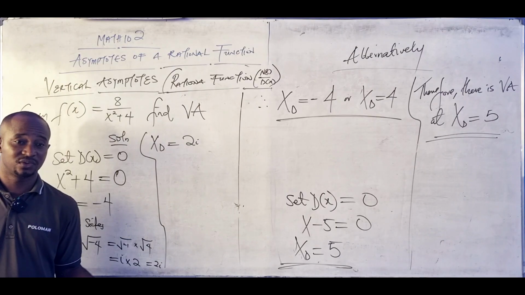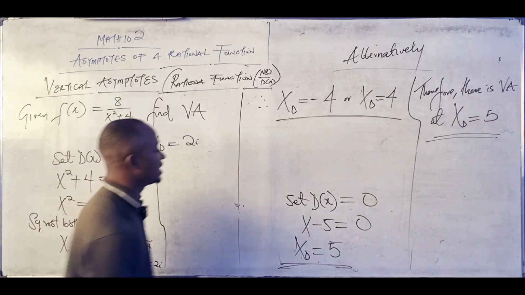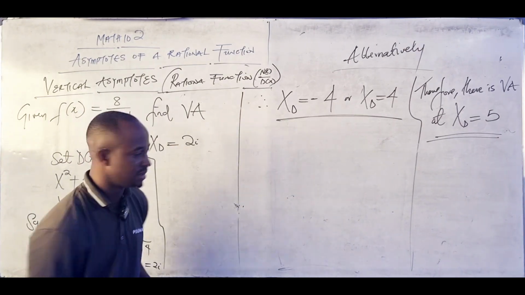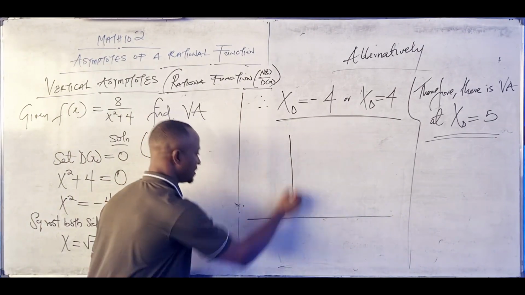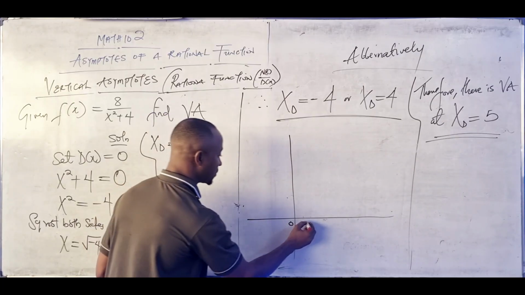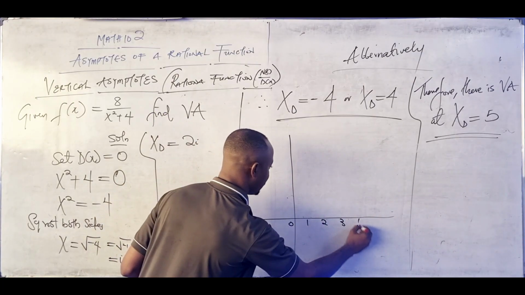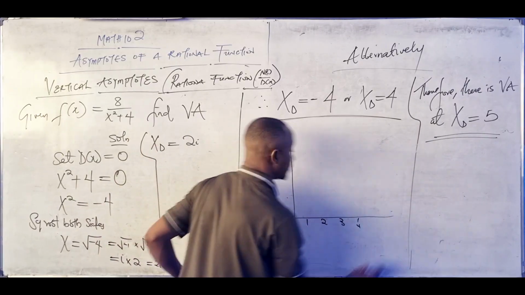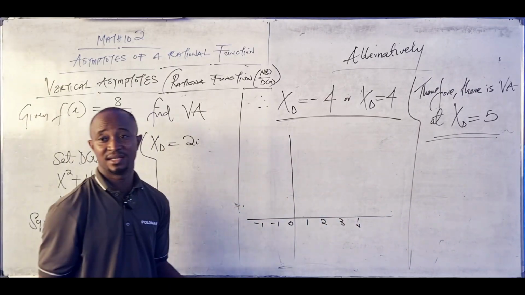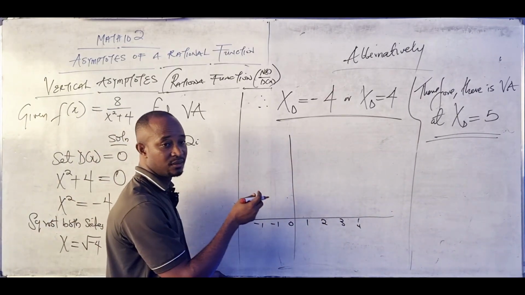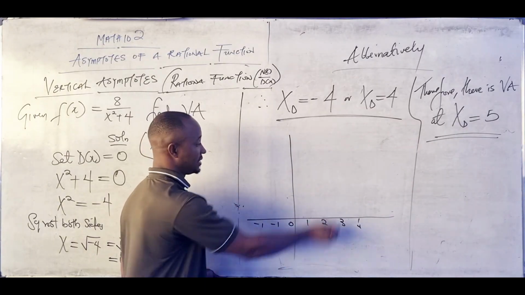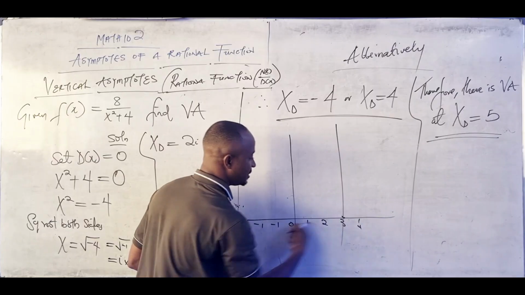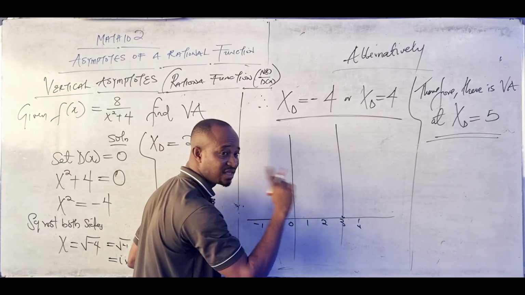There is no vertical asymptote. Do you know why? Because I have an imaginary value. There's nothing like imaginary vertical asymptotes. From your graph, what's your graph saying? This is 0, 1, 2, 3, 4, right? All the numbers here, are they real or imaginary? They are real. So a vertical asymptote is a straight line that is parallel to the y-axis. It's a graph that is meeting the real value of x, not imaginary.